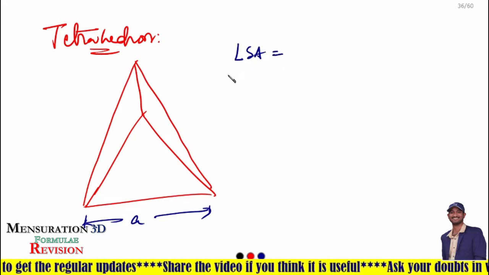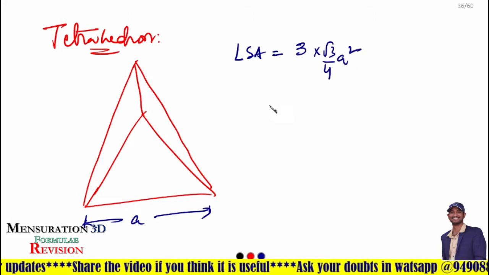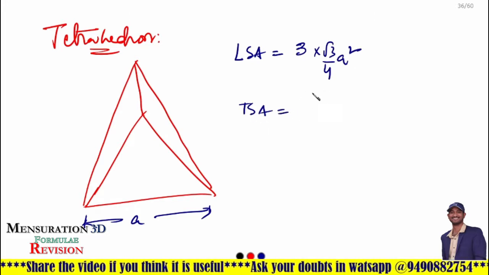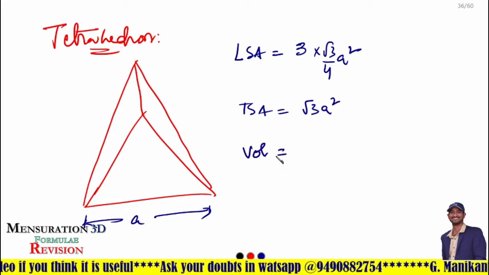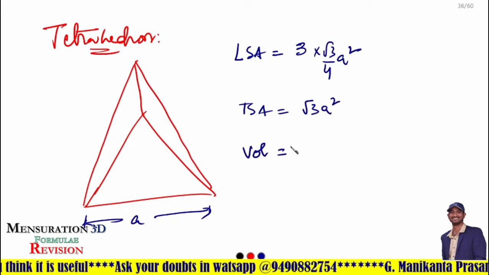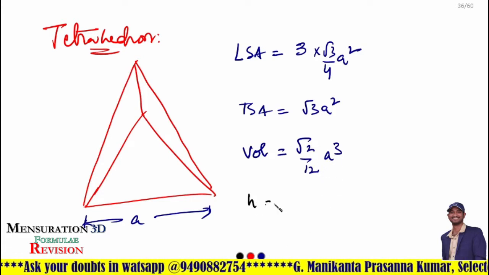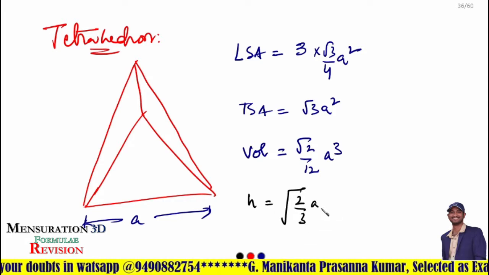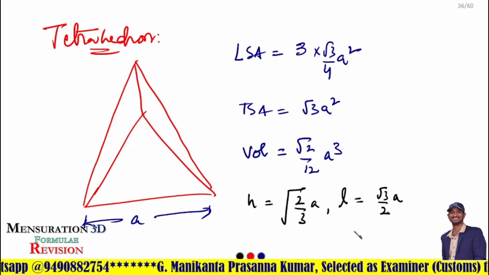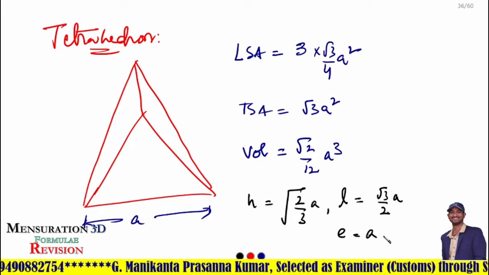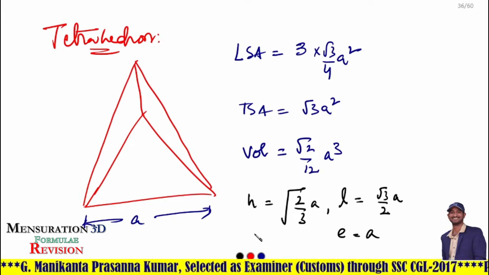One is the lateral surface area, 3 equilateral triangles, so 3 into root 3 by 4 A square. Total surface area is 4 into root 3 by 4, that is root 3 A square. Volume of the tetrahedron is root 2 by 12 into A cube, and the height of the tetrahedron is root (2 by 3) into A, and slant height is equal to root 3 by 2 into A, and slant edge is equal to A. All these 6 formulas are very, very important in case of a tetrahedron.